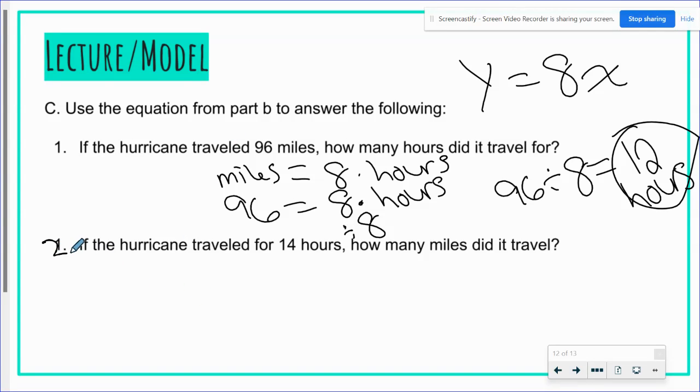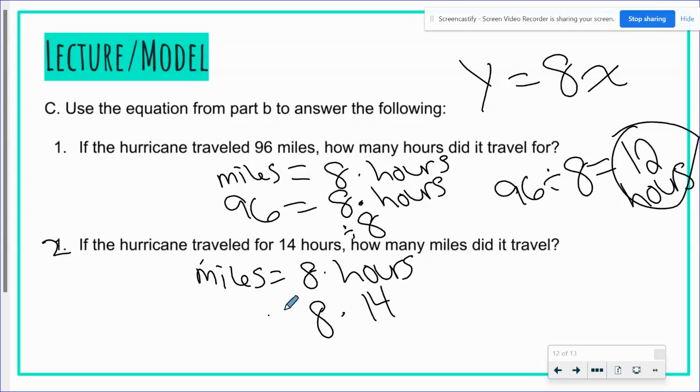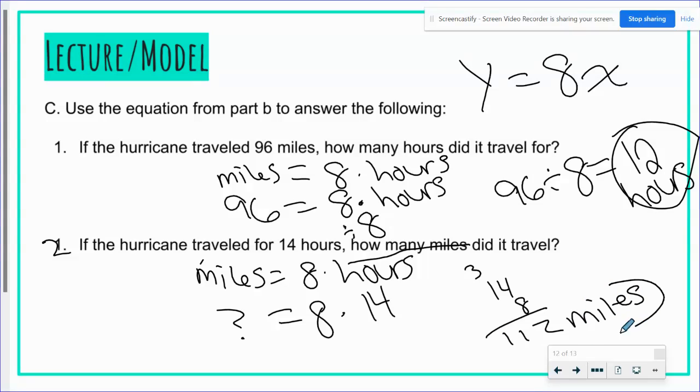Now let's look at number 2. If the hurricane traveled for 14 hours, how many miles did it travel? Again, we know that miles is 8 times the hours, or y equals 8 times x. Hours is 14, and we don't know the miles. It's asking how many miles. 8 times 14, if you don't know your 14s off the top of your head, you can come over here. 8 times 4 is 32. 2 goes down, 3 goes up. 8 times 1 is 8, plus 3 is 11. So it would have traveled 112 miles.